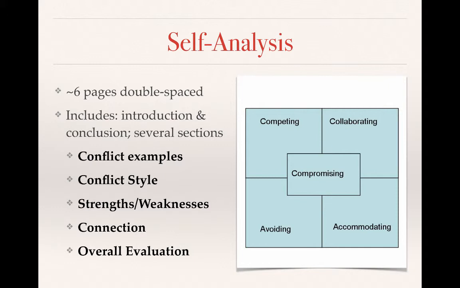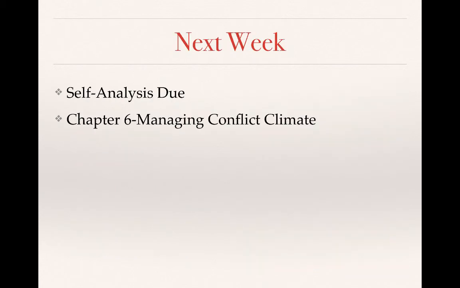Again, it's a self-analysis paper, so the idea is that you come out of this with maybe some ideas for how you can improve in how you deal with conflict. But these are the things that should be in the paper. I'm fine if you want to label the sections with examples, style, strength, connection, etc. But these are the sections you should shoot for, and the assignment sheet has more detail for what you could put in each section. But just a reminder that that is coming up.